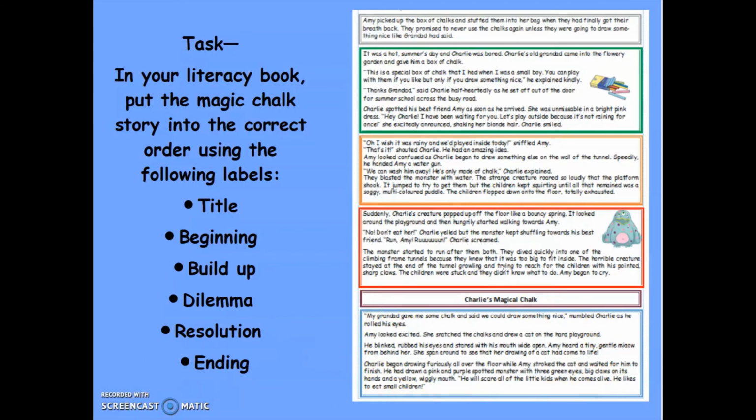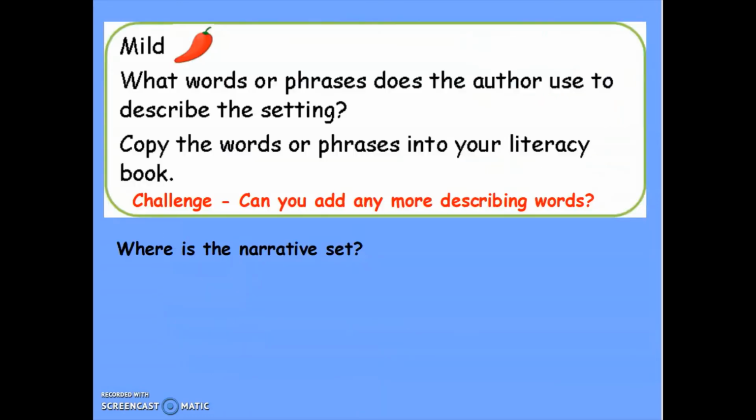Pause the video now while you complete this task. I suggest you don't stick them into your books until you're fully sure on the order. After you've completed your task, you've got your chilli challenges for today.